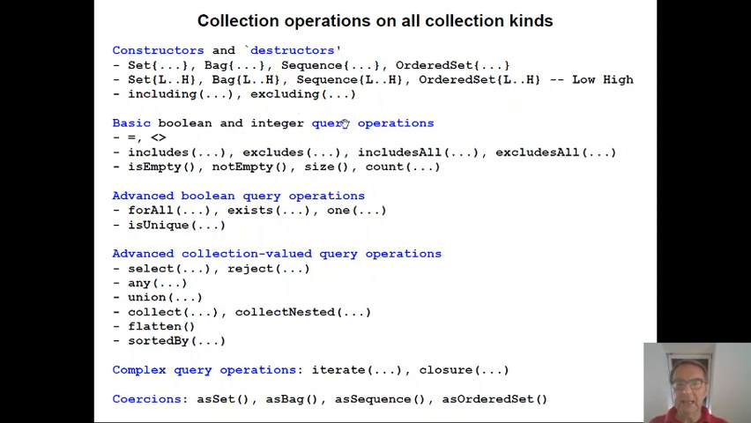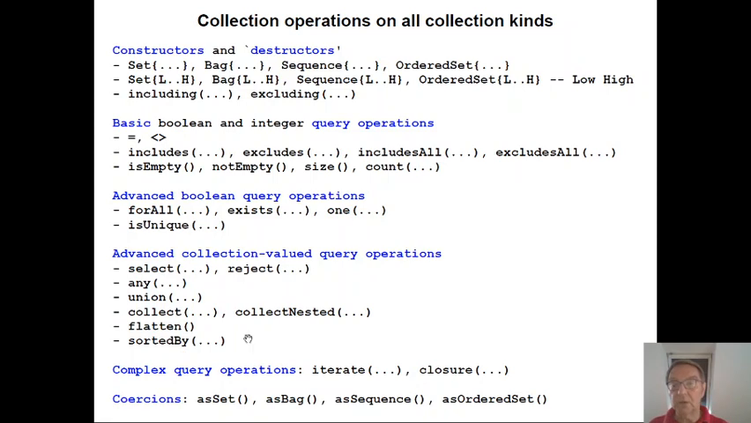The basic Boolean and integer query operations are simple insofar as they have very easy parameters. The advanced Boolean query operations have complicated parameters, because you use OCL expressions as parameters. Here you see isEmpty, notEmpty, size do not have any parameters. And in the advanced Boolean query operations, you use OCL expressions as parameters. So the three dots here have to be substituted by OCL expressions.